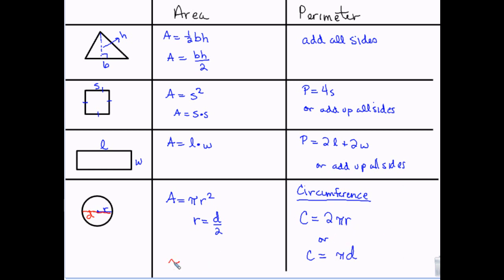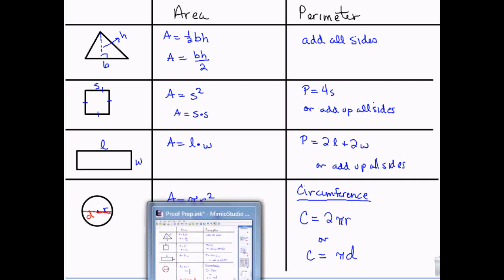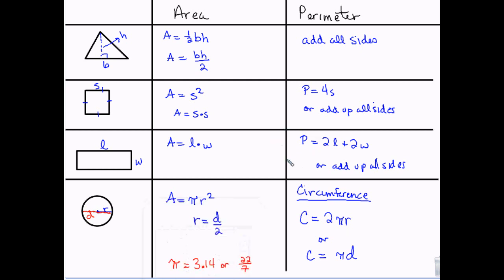And pi is either 3.14, or if you're using fractions, you can use 22 over 7. But most of you probably would rather use the 3.14.